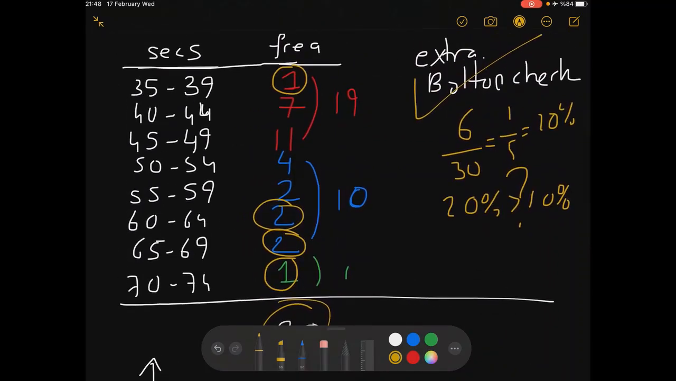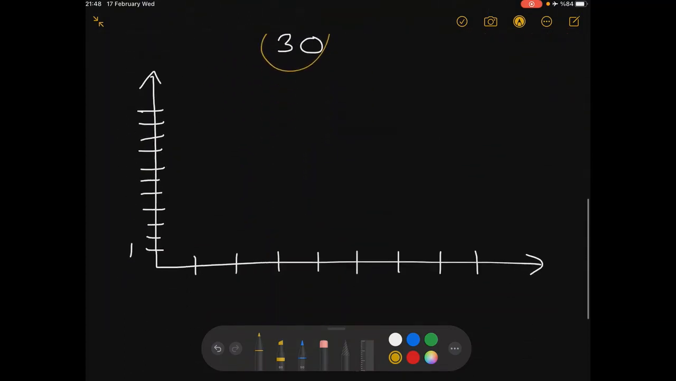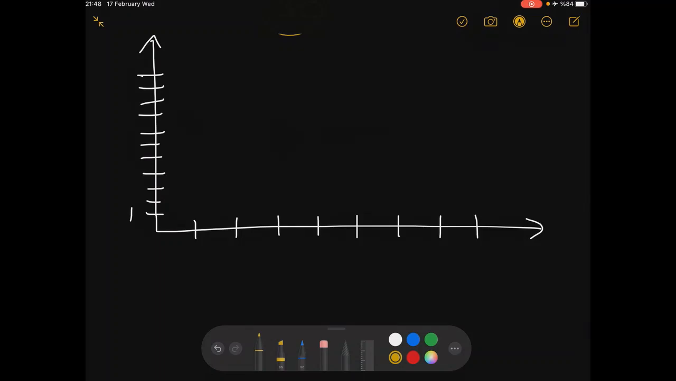So let's write their middle values here. Be careful, we need to write the middle values here. What are they? It is 37, then 42, and it goes by 5, like 47, 52, 57, 62, 67, 72. Okay, these are my middle values here.